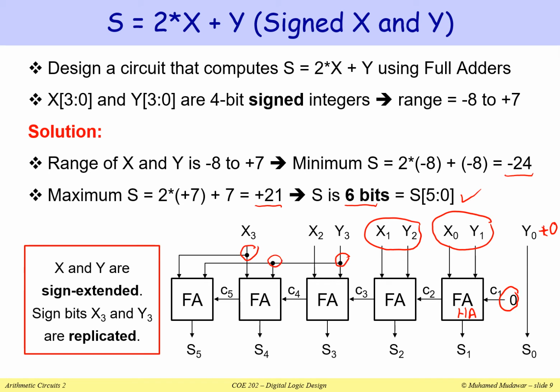So we are doing sign extension for X3 and so for X and for Y. So X3 is replicated and Y3 is replicated. And the final sum consists of 6 bits, S5 down to S0.